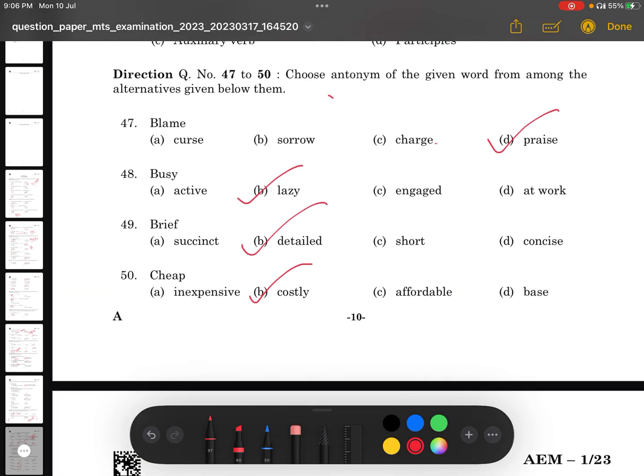So this is what we have for today. Tomorrow we will solve last year's 2021 CGL examination, which was conducted by APSSB.